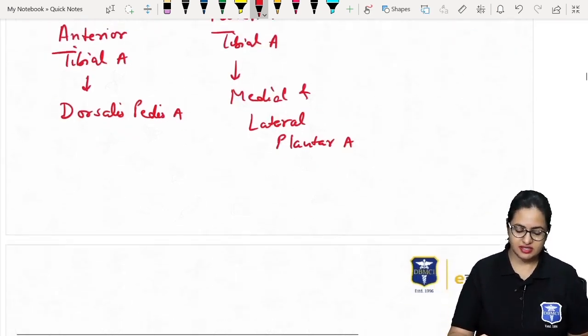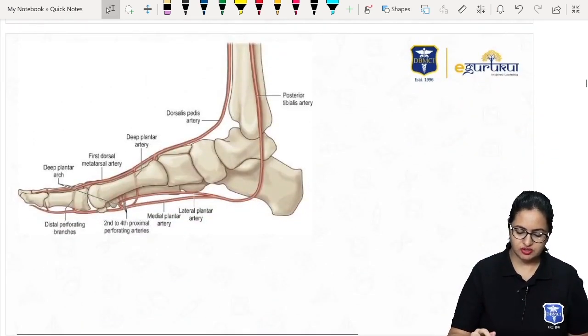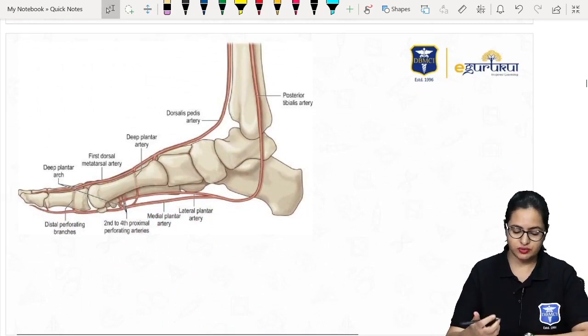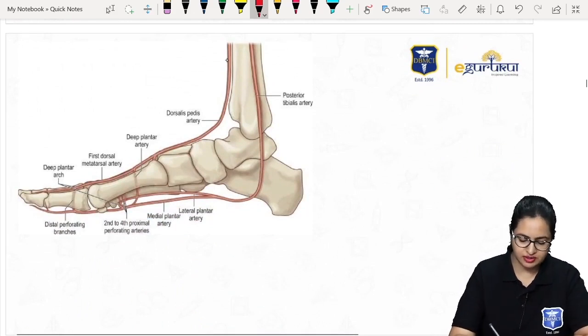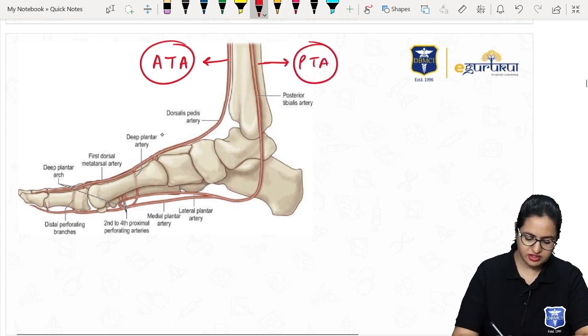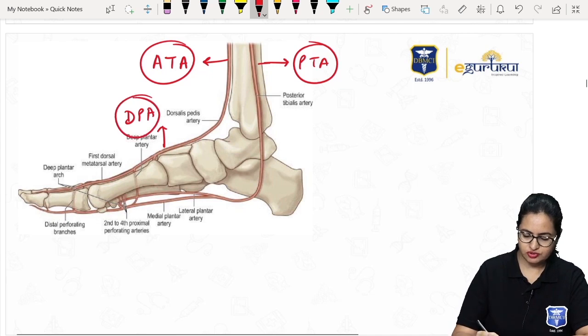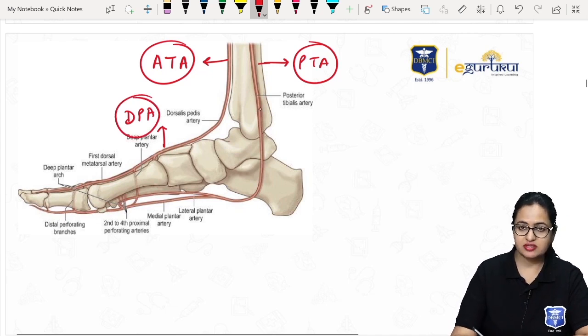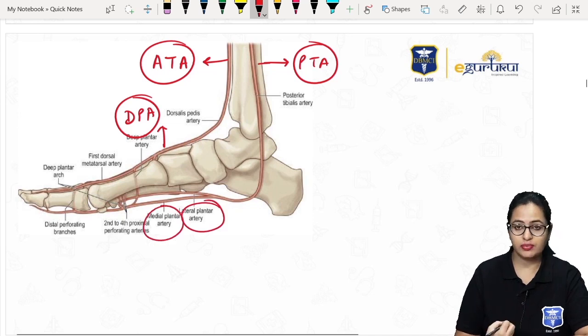Now let us see these arteries, the posterior and the anterior tibial arteries. So now this is a picture of the foot which is showing these anterior and the posterior tibial arteries. This is anterior tibial artery, this one is the posterior tibial artery. The anterior tibial artery is continuing as this dorsalis pedis artery, and this posterior tibial artery, as you can see, is passing below and continuing as this lateral and the medial plantar arteries.